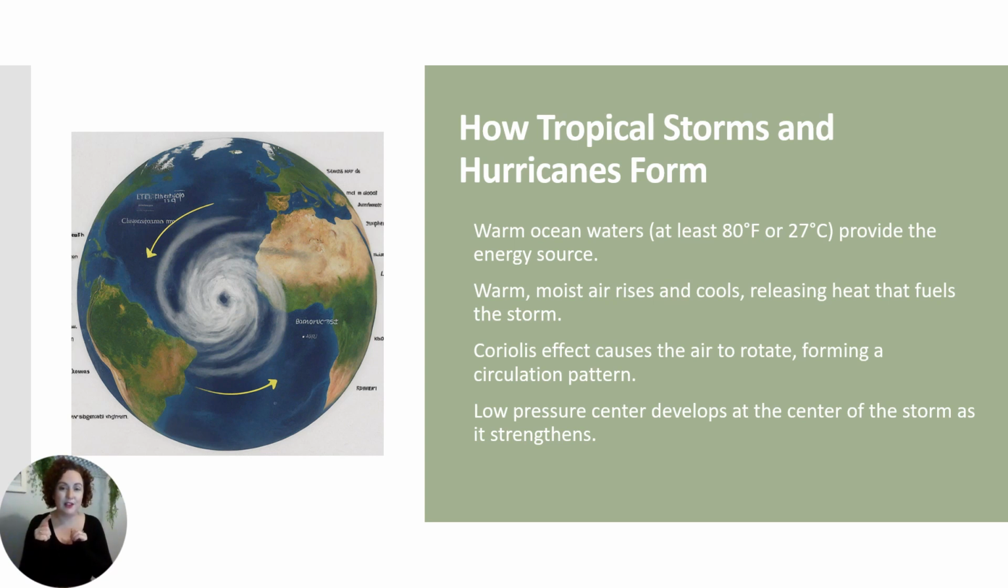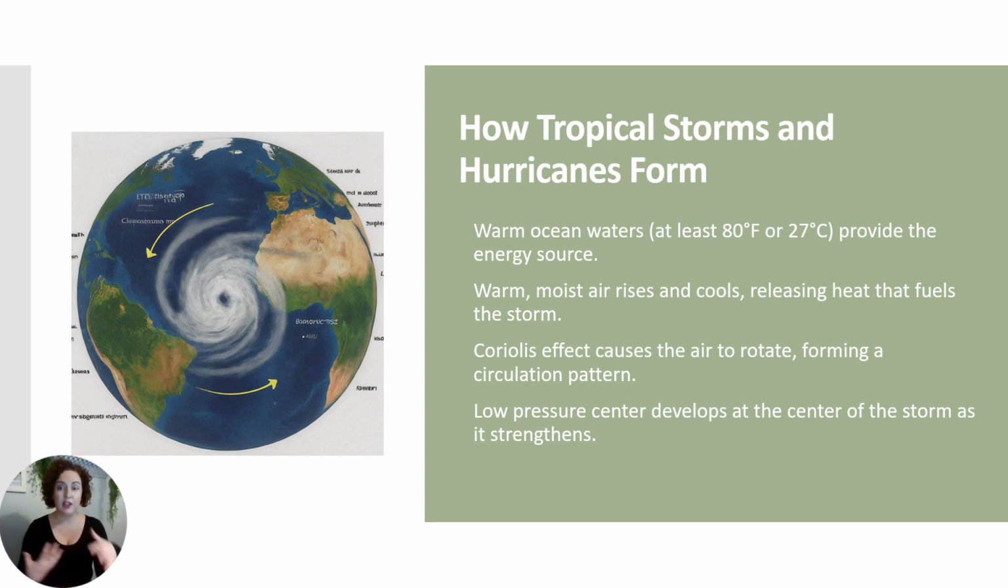Because of the Coriolis effect, which is this weird little thing, if you were to try to throw a ball while you are spinning on a merry-go-round, it has a curve to it as it goes. It doesn't go just straight. That's the Coriolis effect. So it causes the air to rotate, forming this circular pattern.